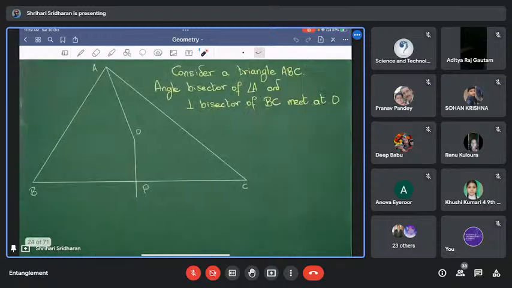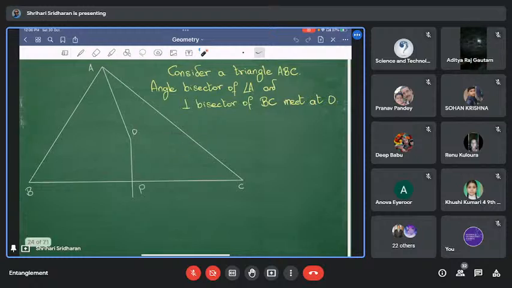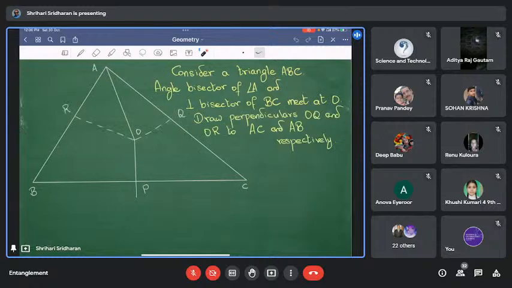Wonderful. Now what I do is, I draw the angle bisector of angle A and the perpendicular bisector of the side BC. Let the angle bisector of angle A and the perpendicular bisector of BC meet at O. So O is the point where the perpendicular bisector of BC and the angle bisector of angle A meet. I draw perpendiculars to my sides AB and AC from the point O. So my angle OQA and my angle ORA are 90 degrees. I've drawn perpendiculars from my point O to these two sides.